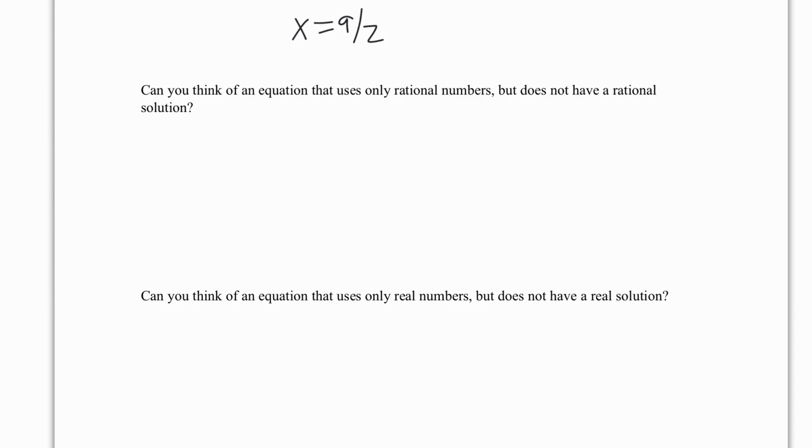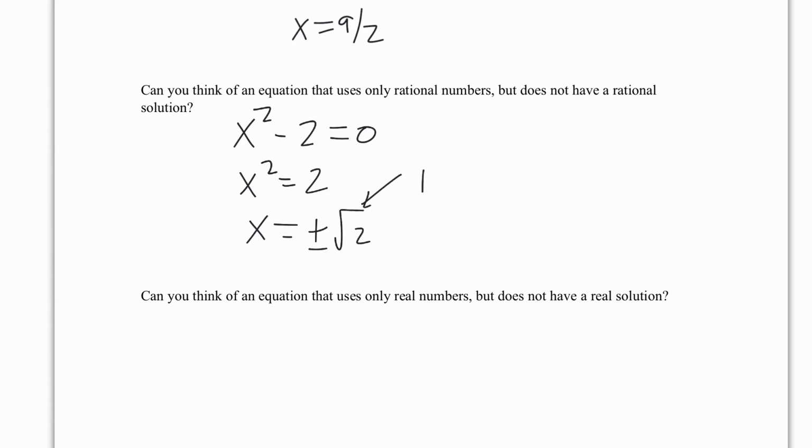All right, well, I'll give you a classic one. X squared minus 2 equals 0. Because if I move that on over, I'm going to get x equals plus or minus root 2. And root 2 is irrational. So there you go. In fact, this equation didn't even have to use a rational number. I was just using integers technically, and I was able to get an irrational solution.